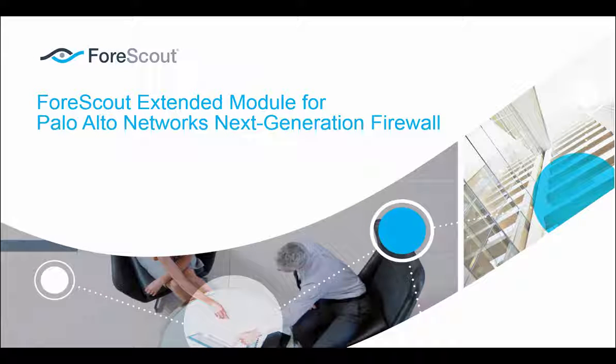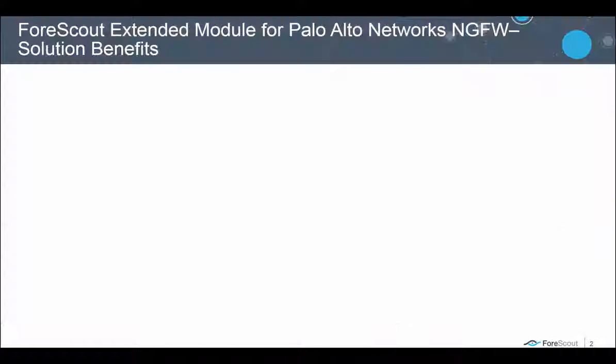This video will talk about how the ForeScout solution and Palo Alto Networks Next-Gen Firewall work together to address the need of dynamic network segmentation. The ForeScout extended module for Palo Alto Networks Next-Gen Firewall is developed and supported by ForeScout. First of all, ForeScout CounterACT provides device visibility, classification, and real-time user and device contextual information without requiring any agents.